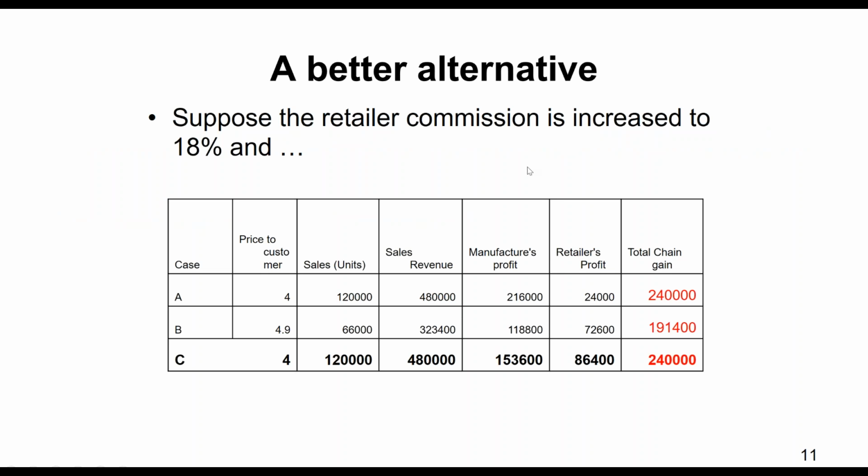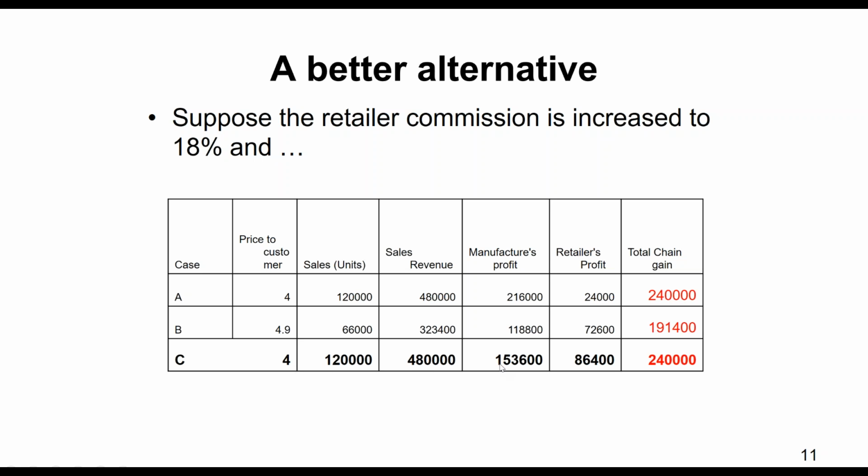So let's say the retailer commission is increased, right? Instead of making it 5%, I'm making the retailer commission 18%. Again, the price to customer here I'm saying will be 4. The unit remains the same as case A. Revenue, sales revenue is not going to dip. That remains also the same.